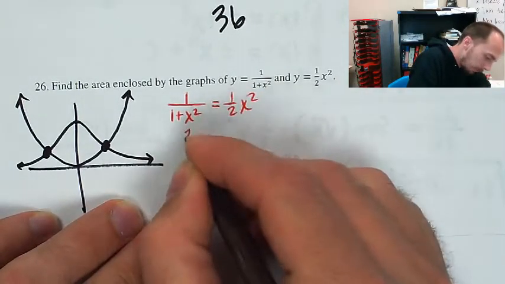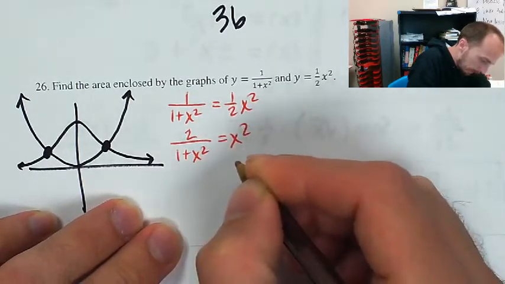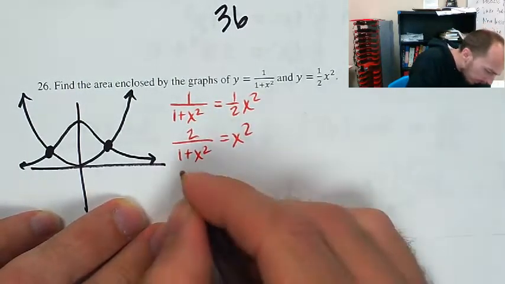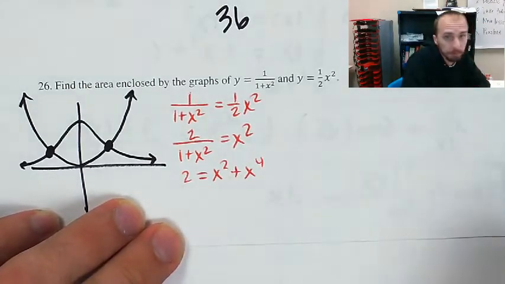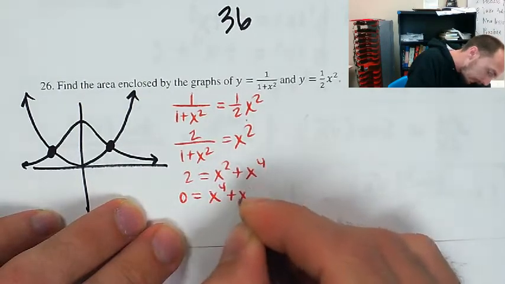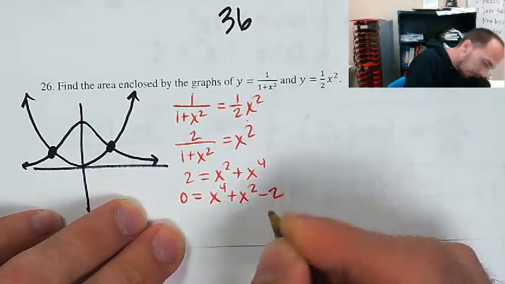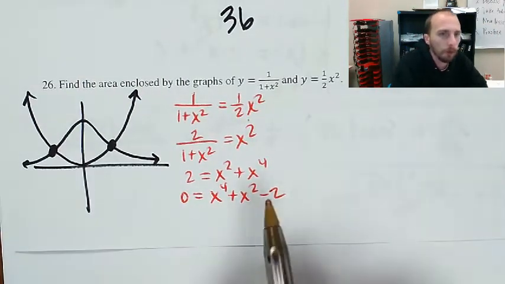Okay, multiply both sides by 2. Maybe cross multiply. Okay. Set to 0. And oh, yeah, okay, we can factor this. We just have to be smart, right?